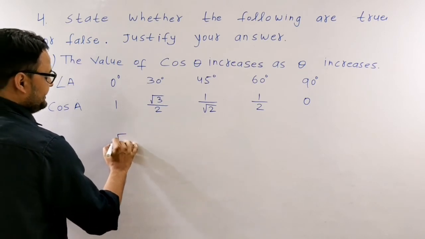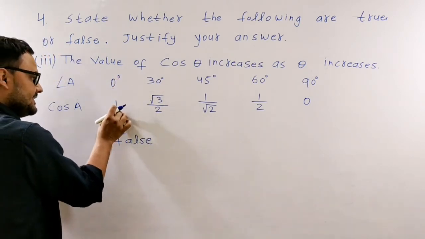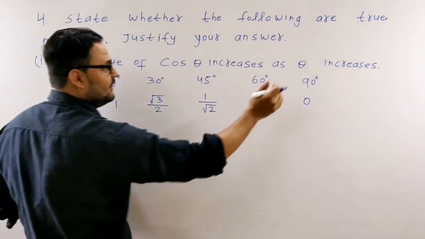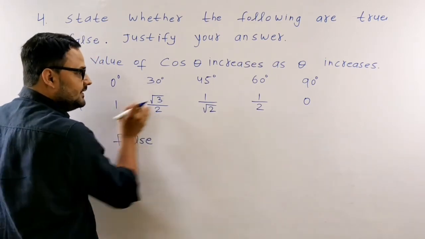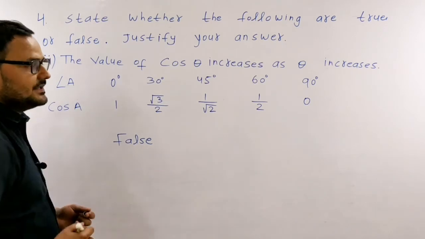So that is false. And what is the reason behind false? Cos 0 is 1, cos 90 is 0. They are talking about increases, and we can see it's decreasing because 1 to 0 it's a decreasing order. That's why the third one is false.